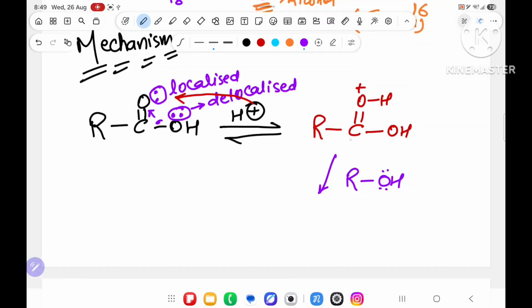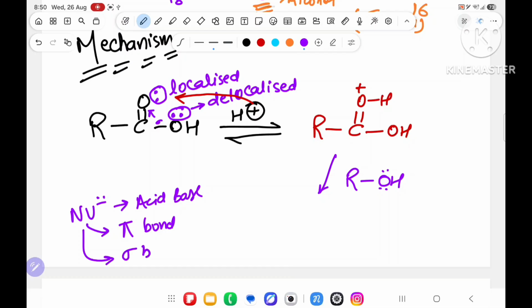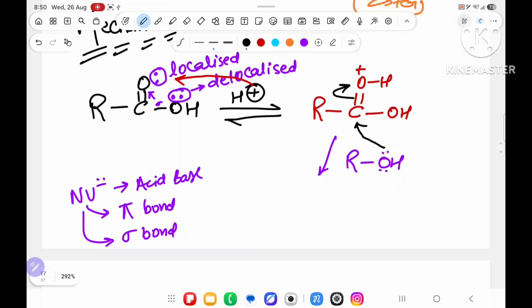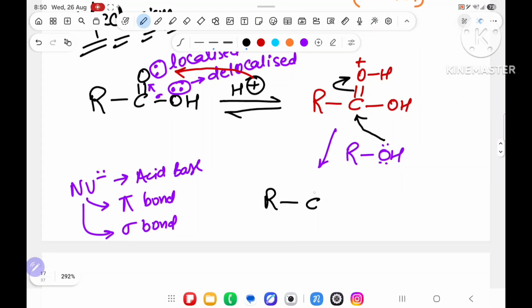I have told you now, whenever a nucleophile with a lone pair is there, the nucleophile first tries to do an acid base reaction. If acid base reaction is not there, then pi bond reaction. If pi bond is not there, then sigma bond reaction. So over here the lone pair will see the pi bond, because acid base is not possible. It will come here. This oxygen will break like this. What you will get? R O single bond, over here OH, over here OH. The oxygen is also very happy, the plus will go. Over here OH and R.